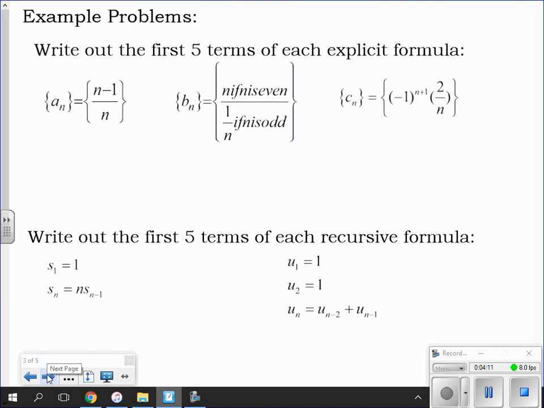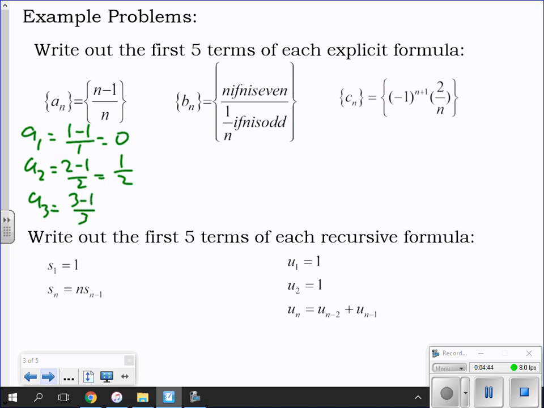Now, here's a couple of formulas. These ones up on top are explicit formulas. If I want to find the first n terms, this is what I do. I plug in n. So in this first one here, a sub 1 is equal to 1 minus 1 over 1, or 0. A sub 2 is 2 minus 1 over 2, or 1/2. A sub 3 is 3 minus 1 over 3, or 2/3. And you can pick up on the pattern. So my fourth term, a sub 4, would be 3/4, and a sub 5 would be 4/5.